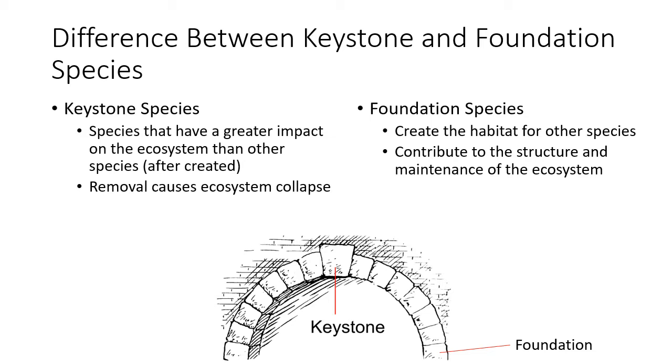Foundation species really create the foundation. They create the habitat for those other species in that ecosystem. So again, it is the kelp in the kelp forest. Without them, everything else would not even be there in the first place. So they contribute to the structure and maintenance of that ecosystem. They are typically the dominant vegetation of that ecosystem.